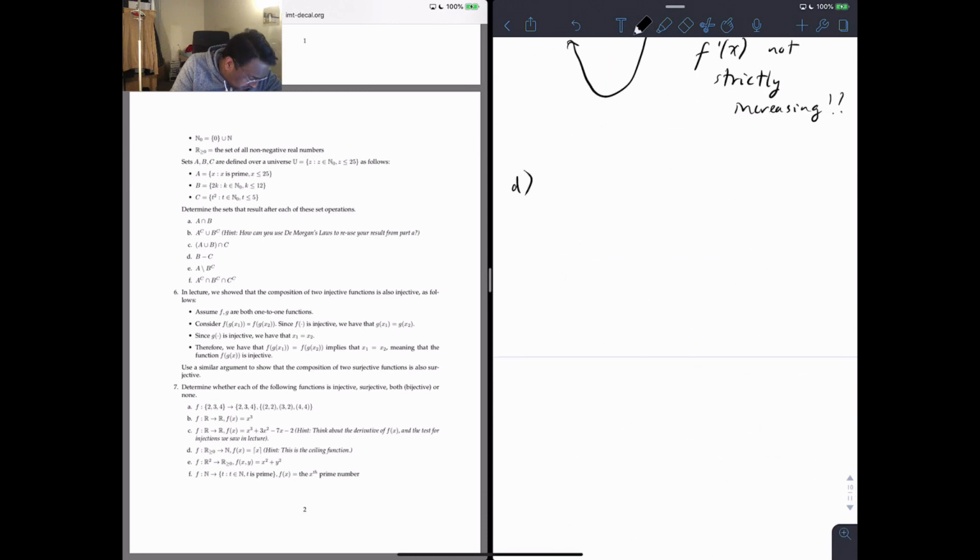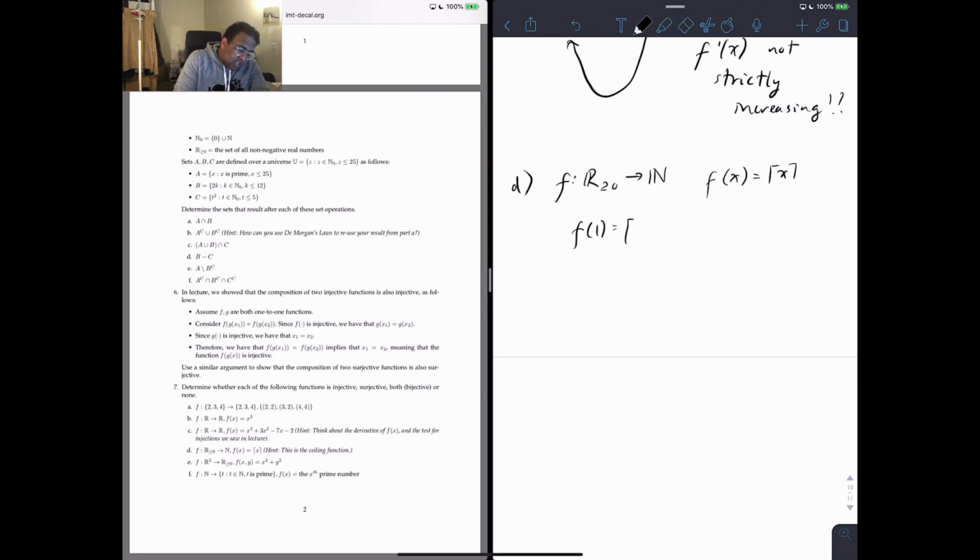Let's look at D, the function that maps real numbers that are non-negative to natural numbers. That's given by the ceiling function. Okay, and what does the ceiling function do? It essentially rounds up to the next closest integer. Okay, or in this case, since our outputs are naturals, the next closest natural number.